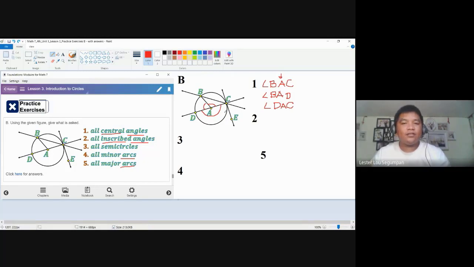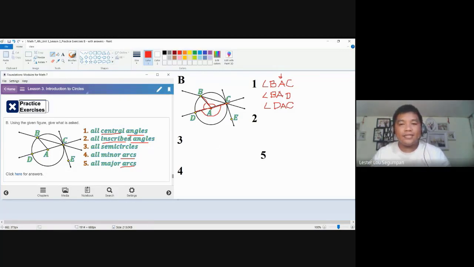Again, central angles are angles where the vertex is at the center of the circle. If that is the case, the sides of central angles are radii. We have a radius here as well, radius and radius. For number two, we are going to talk about inscribed angles.